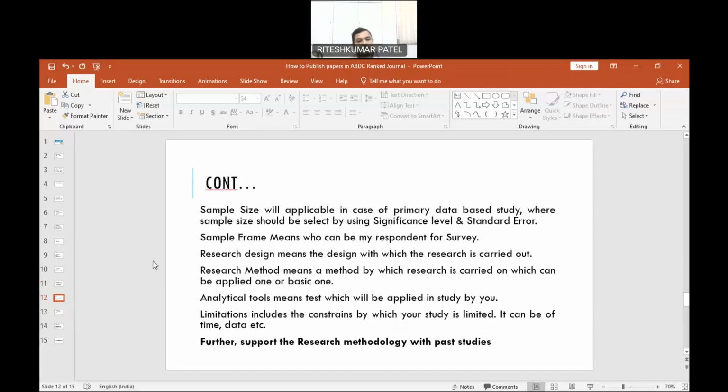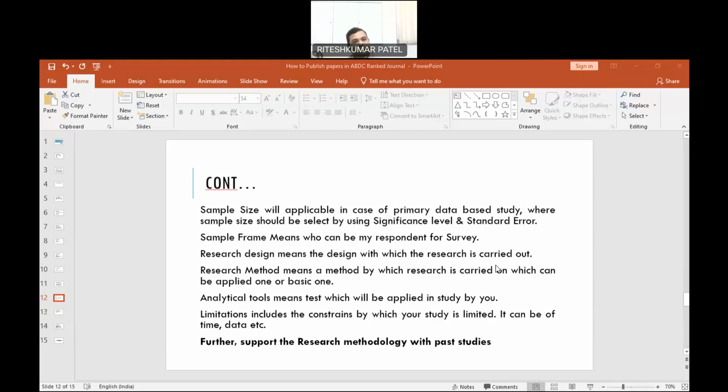Sample size. The sample size will be applicable in case of primary data, which is a primary database study, where the sample size should be selected by using significance level and standard error.